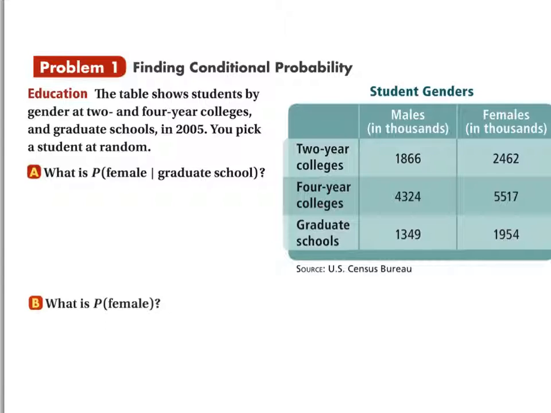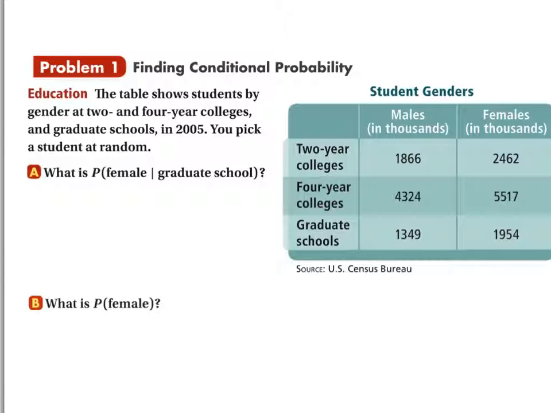In problem number 1, we want the probability of selecting a female student given that that student is in graduate school. This table shows males and females at two-year colleges, four-year colleges, and graduate schools in 2005. These numbers are actually in thousands, so it's not that there were 1,866 males in two-year colleges. It's that there were 1,866,000 males at the time. But we're simply going to work with these numbers here.